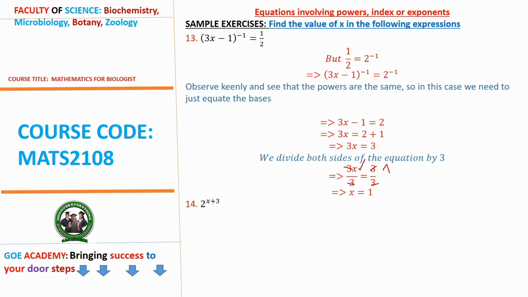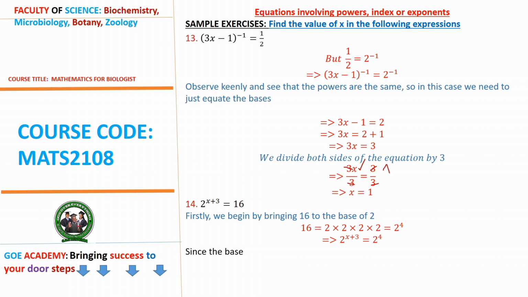Example 14. If we have 2 raised to the power x plus 3 equals 16. To solve this, we begin by bringing 16 to the base of 2, since on the left hand side our base is 2. So you need to know that 16 is the same as 2 times 2 times 2 times 2. 2 has repeated itself 4 times, so in notation that means 16 is 2 raised to the power 4. So our expression becomes 2 raised to the power x plus 3 equals 2 raised to the power 4.